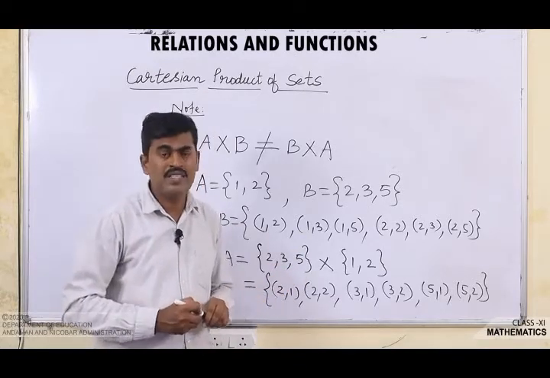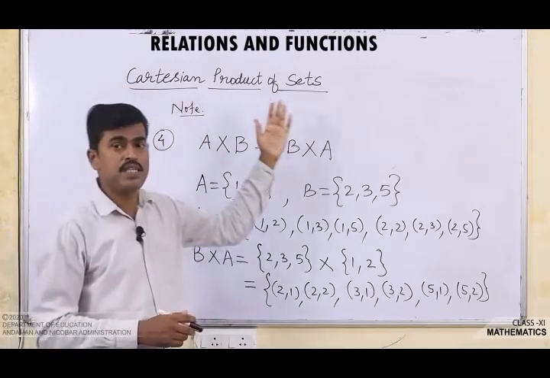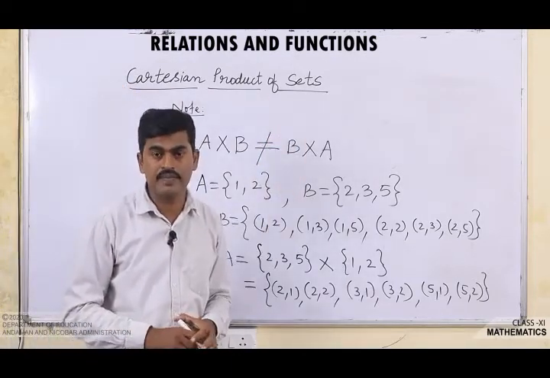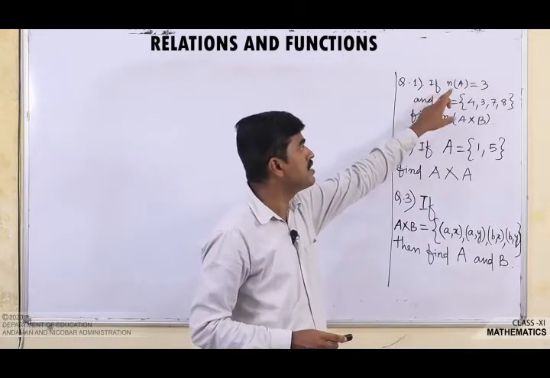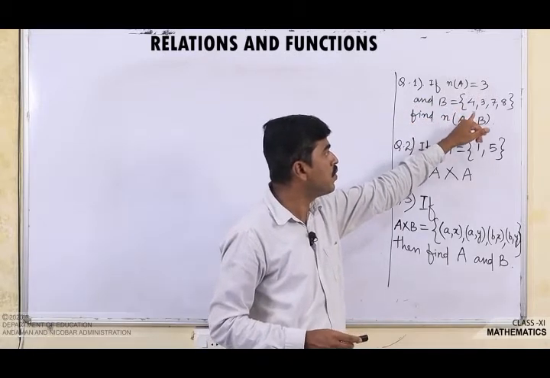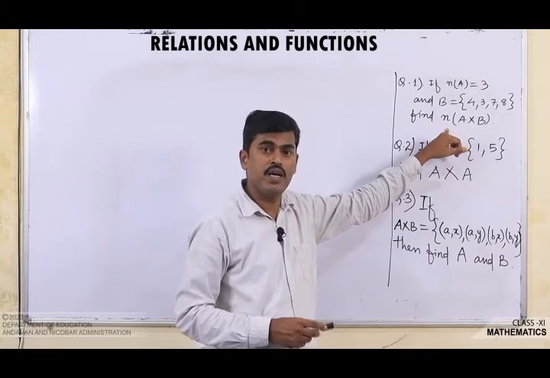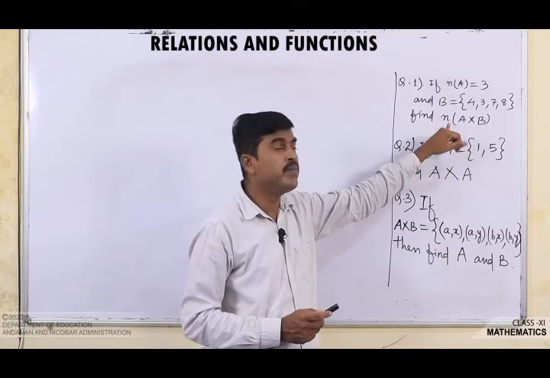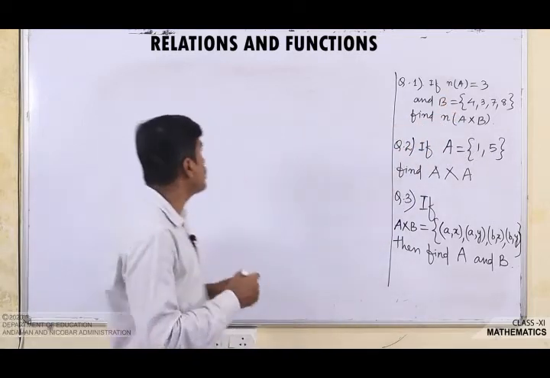Okay. Now let us try to solve some questions related to this Cartesian product of sets. See question number 1. If the number of elements in A is equal to 3 and B is equal to the set {4, 3, 7, 8}, find n(A cross B). n(A cross B) means the number of elements in A cross B. What is given here? See the solution.